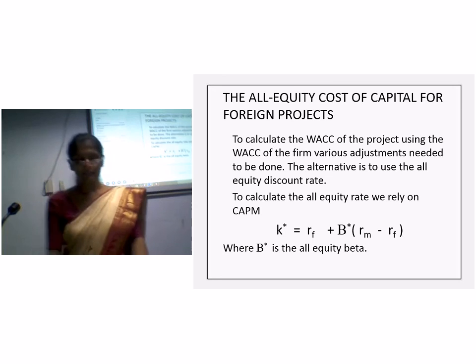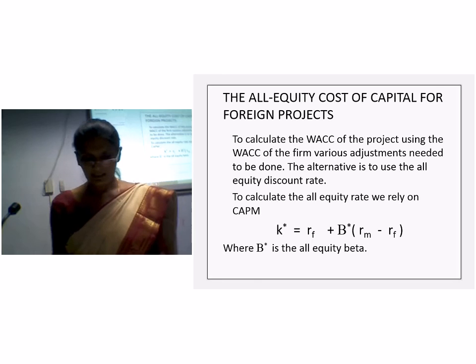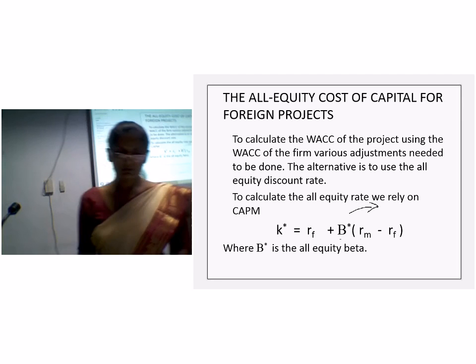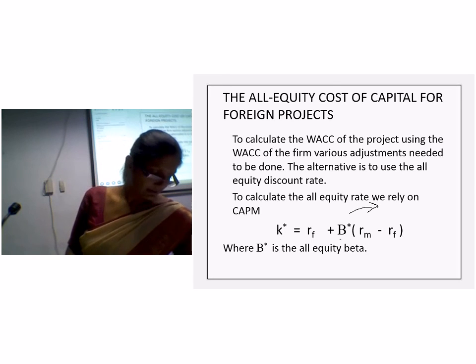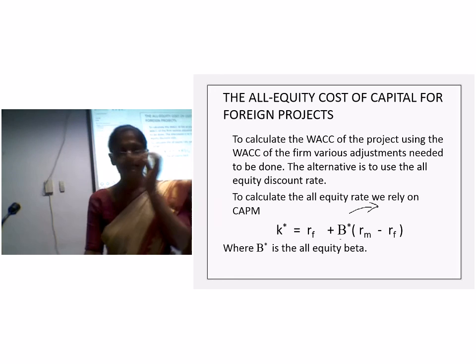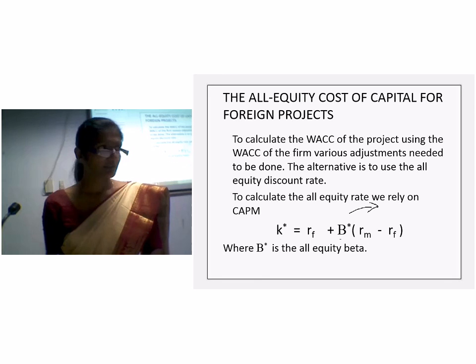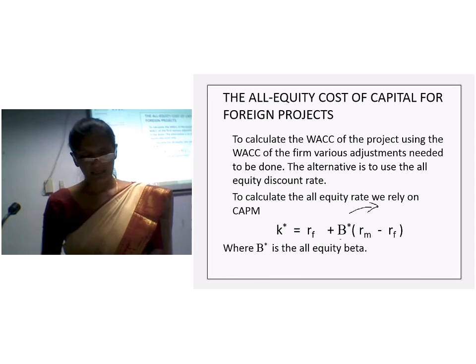If the project risk is similar to the average risk faced by the firm, then we can say that the project beta is equal to the firm's beta, right? If it is not, we have to adjust the beta. Did you get my point? If the risk faced by the project is different from the parent's risk, we have to adjust the beta. If the parent's risk is the same as the project risk, we don't have to adjust the beta. We can take the beta as it is given for the parent, right?